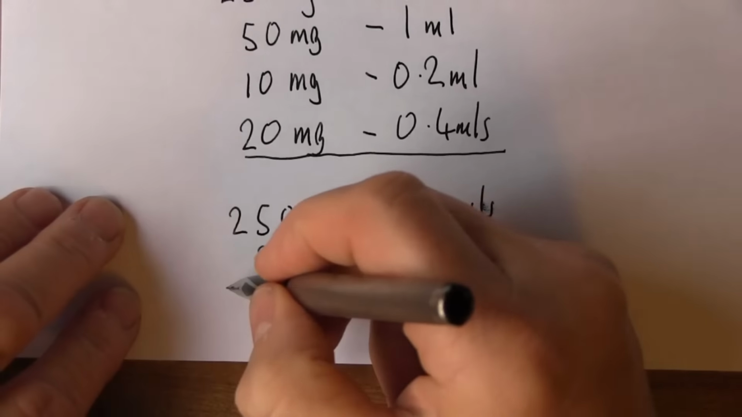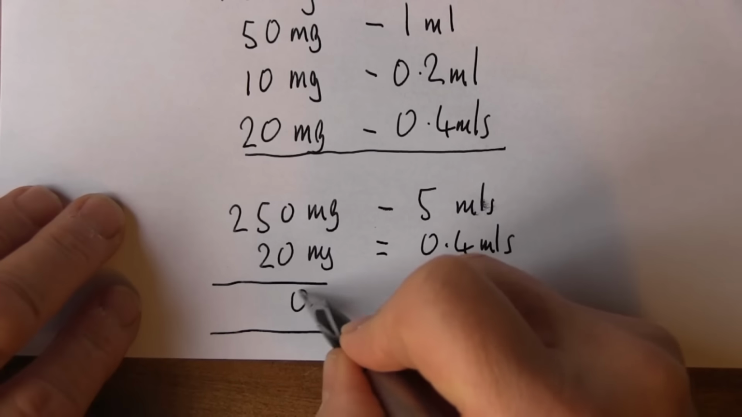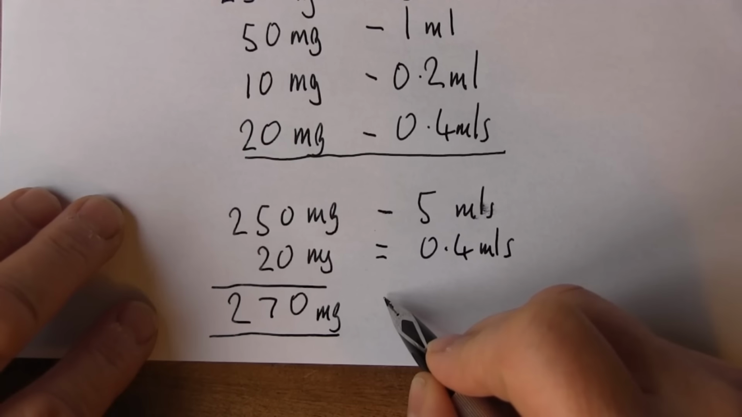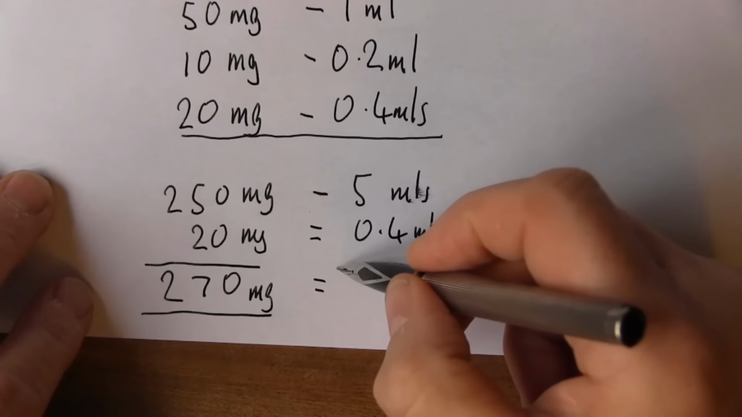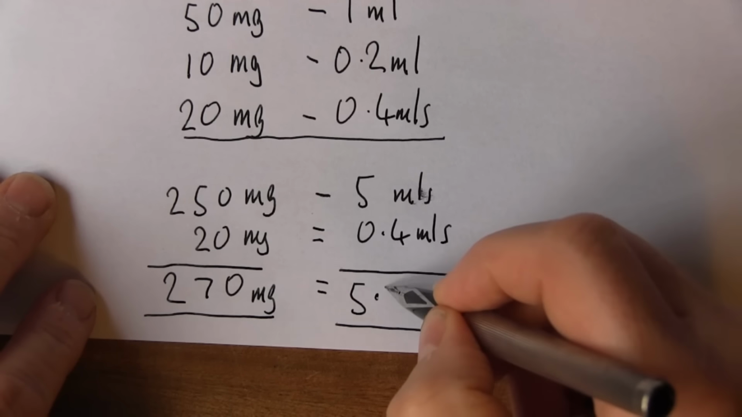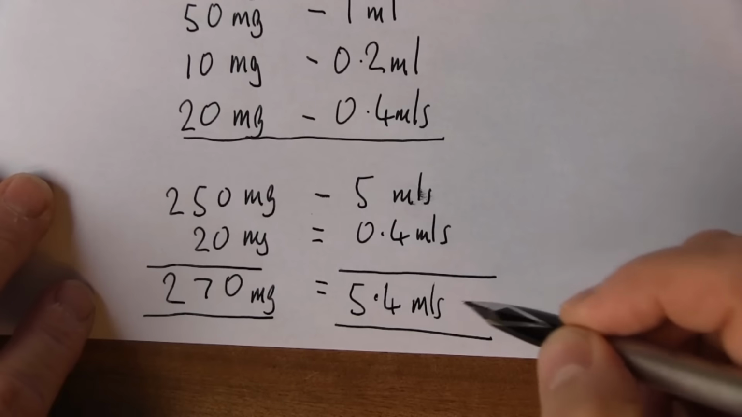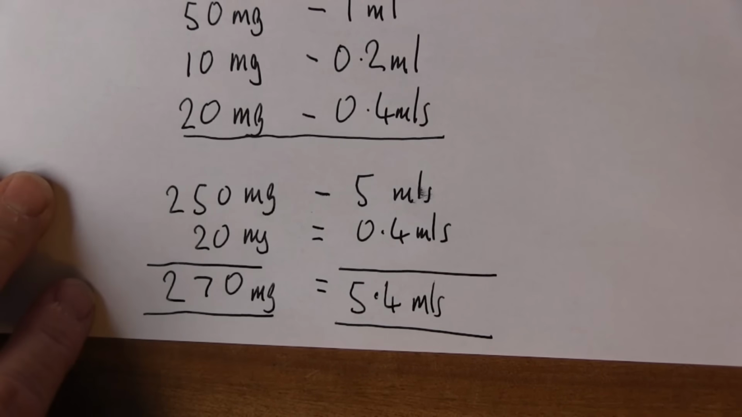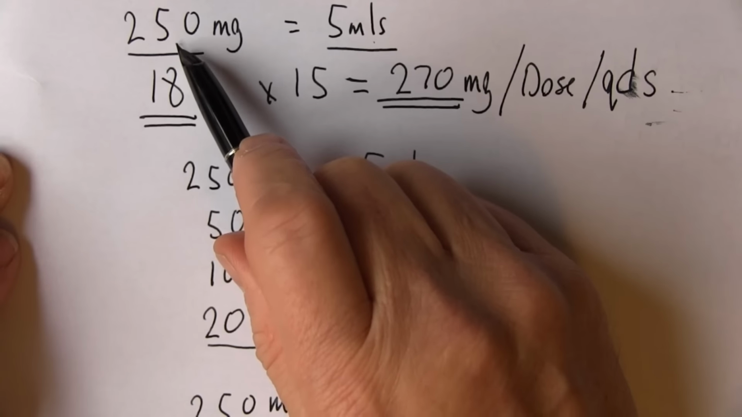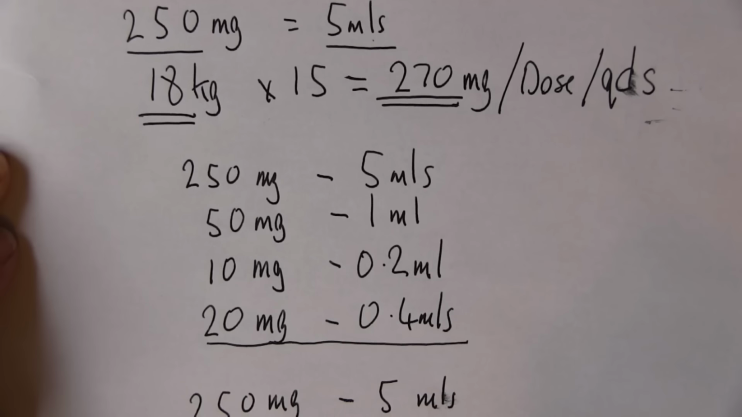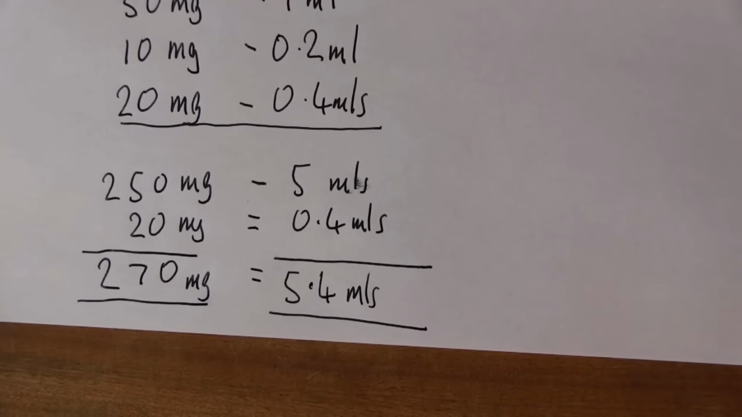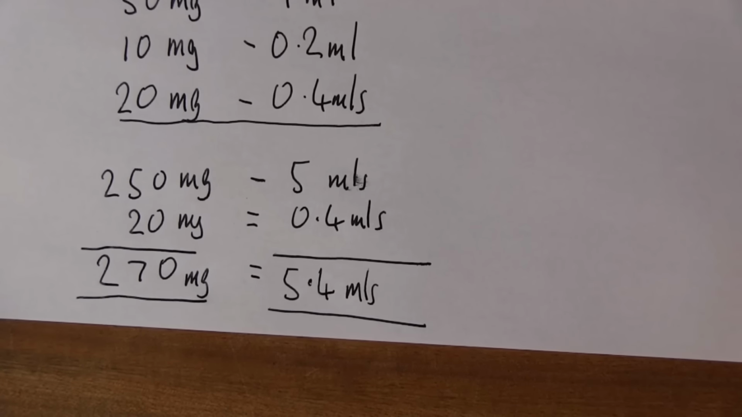So that's my 270 milligrams for my single dose that I can give 4 times a day. And to work out what volume that is in, that is 5 plus 0.4, which is obviously 5.4 mils. So the answer is I will give 5.4 mils of my Calpol elixir, which contains 250 milligrams per 5 mils, and that would give me my required 270 milligram dose. Of that I am certain.